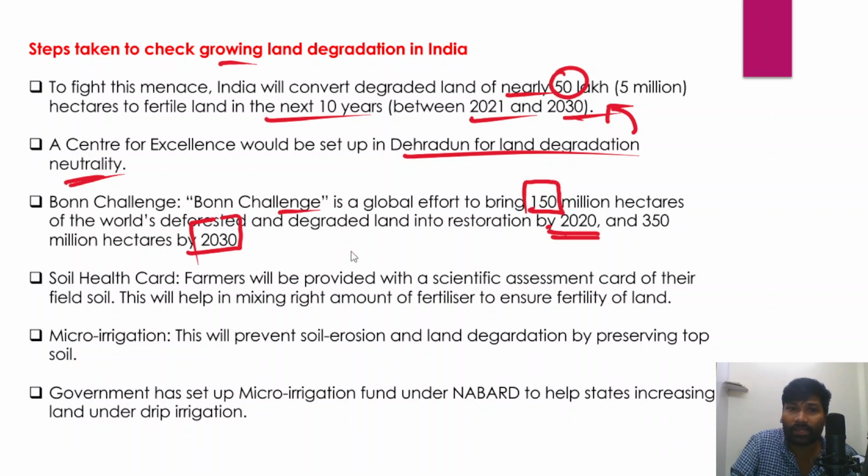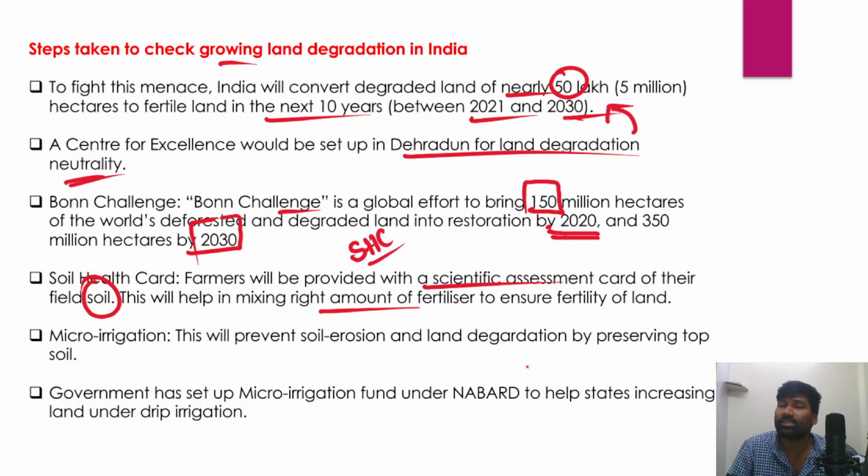And apart from that, there are also schemes like the Soil Health Card Scheme. Farmers, as part of the Soil Health Card Scheme, will be provided with a scientific assessment card of their field soil, and this will help in mixing the right amount of fertilizers to ensure fertility of the land. So farmers will not use excessive amounts of fertilizer, because excess fertilizer will also make the soil less suitable for cultivation over a period of time.